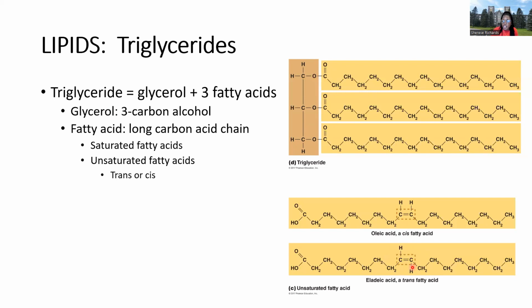Within unsaturated, we have another subdivision of trans versus cis. Are the hydrogens on the same face of that carbon double bond? That would be a cis fatty acid. If they're on opposite sides, as we can see here, that would be a trans fatty acid. What I really want to emphasize is that the difference in where these hydrogens are placed makes this fatty acid a cis versus a trans.